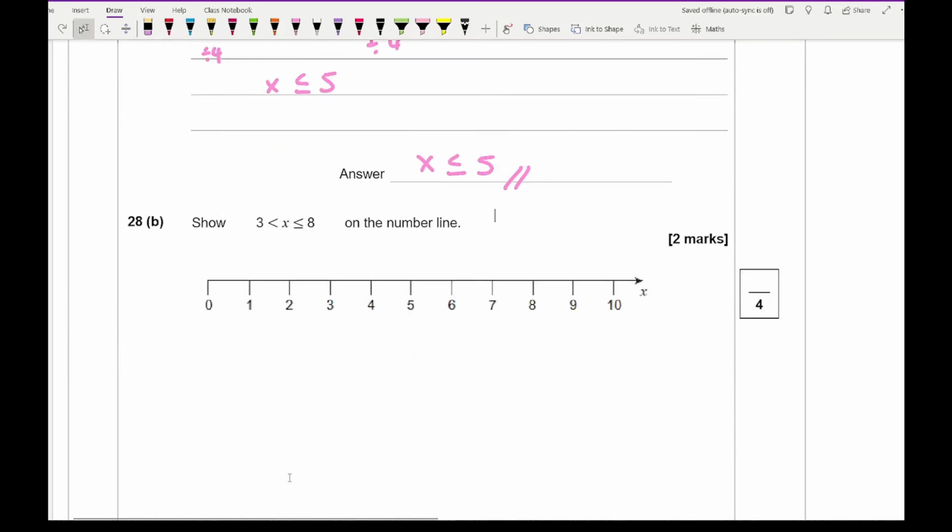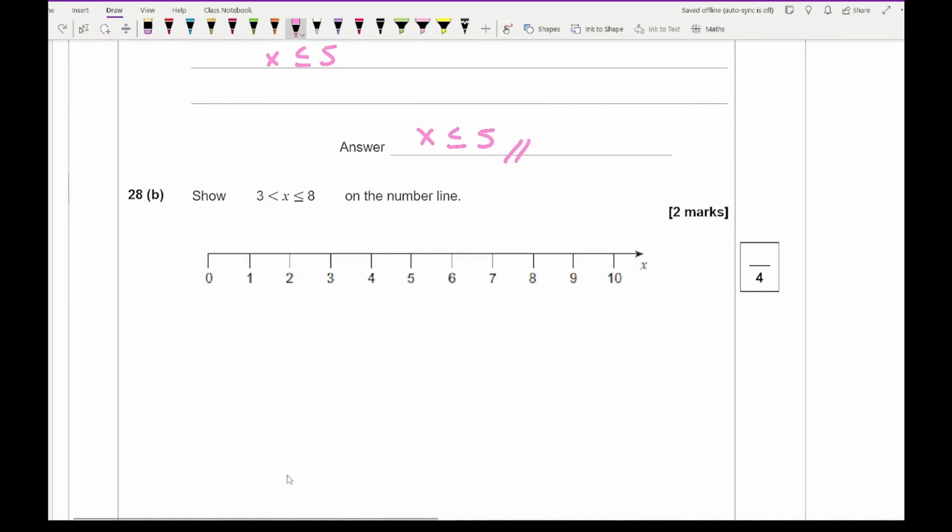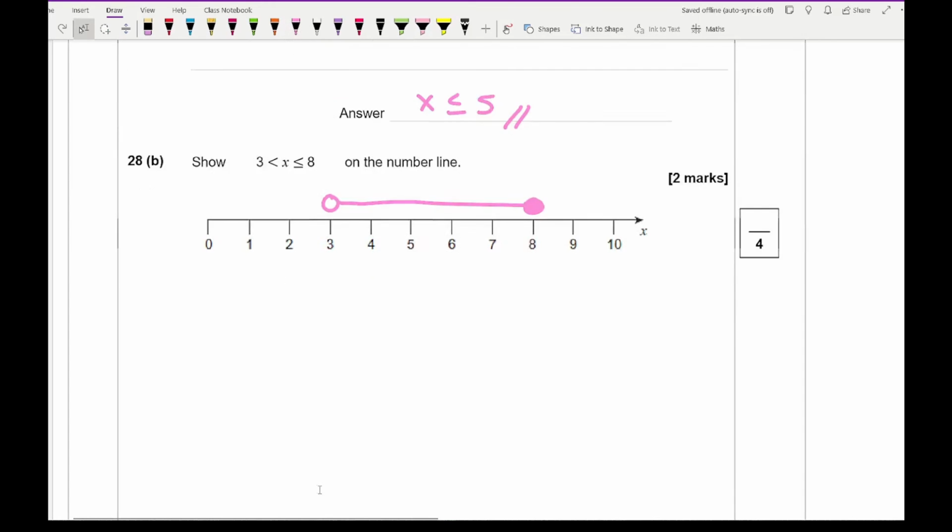Then for the next part, it says show this on the number line. So we've got a circle on 3, we've got a circle on 8. As the inequality next to the 8 has an equal sign, we can colour that in. And then we just simply join those two circles with a straight line.